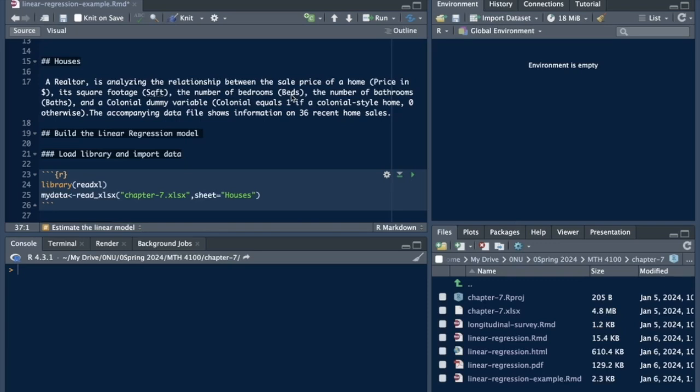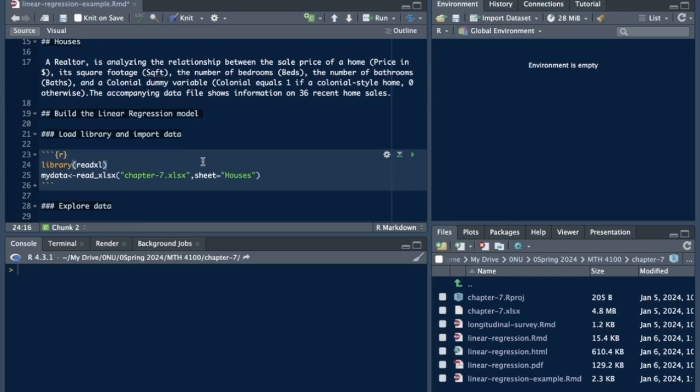It is analyzing the relationship between the sale price of a home, which is in dollars, square footage, SQFT, this is the variable, defined that way, number of bedrooms, beds, number of bathrooms, baths, and colonial as a dummy variable. If the house has a colonial style, it's going to be 1, otherwise it's going to be 0. So we have the data file already. We have 36 recent home sales. So we are trying to study the relationship between the price and these independent variables.